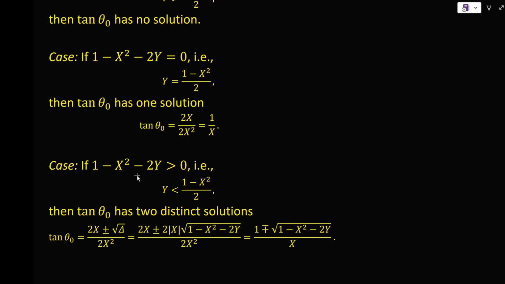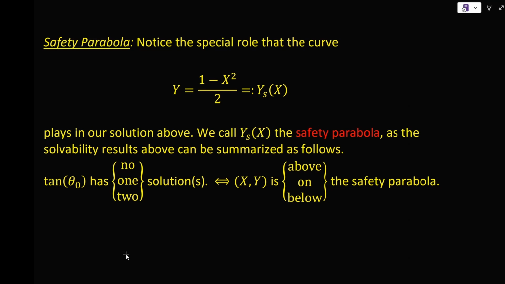If 1 minus X squared minus 2Y is positive, in other words, Y is less than (1 minus X squared) over 2, then the tangent of theta naught will have two distinct solutions. The two roots are given by the quadratic formula, which you can see on the screen. At this point, we're ready to introduce the notion of the safety parabola, which we shall see is the key to solving the optimal arc problem.